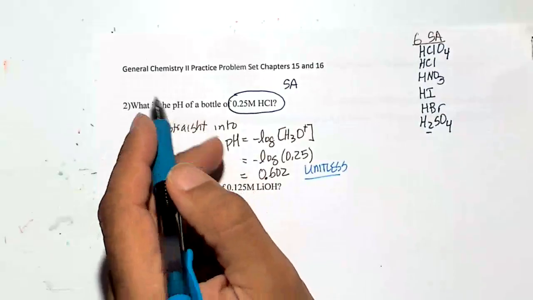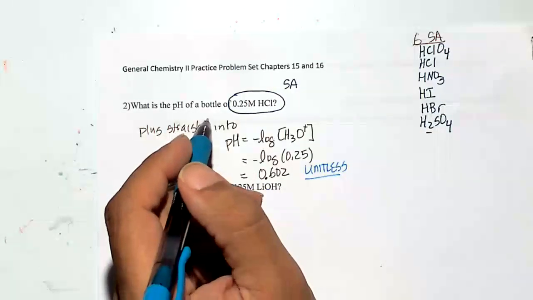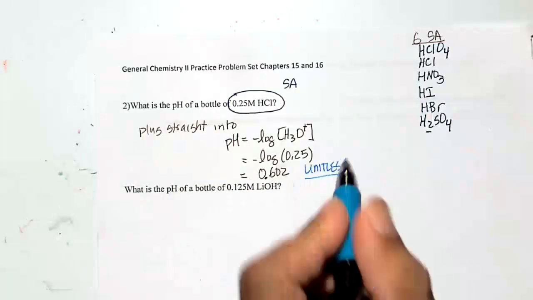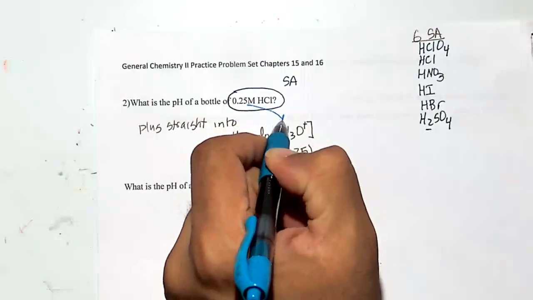So this one is pretty straightforward, right? You plug it into the pH equation because it's a strong acid. You plug the concentration in.